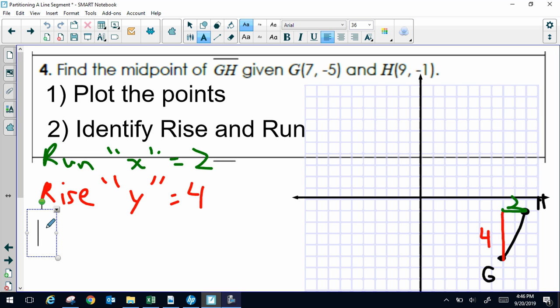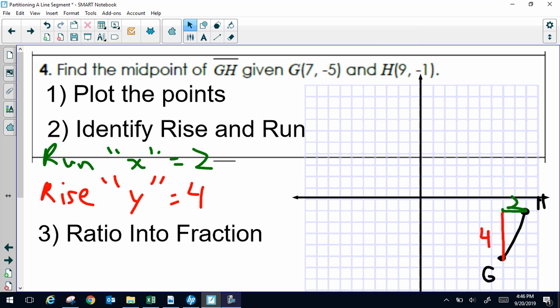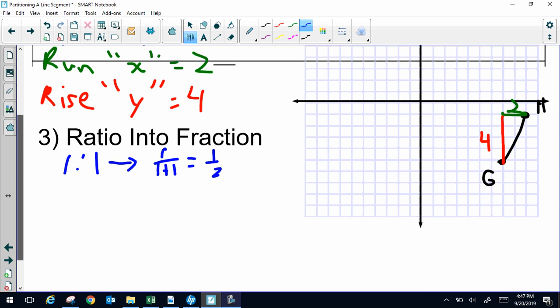Step 3, turn the ratio into a fraction. Now, remember, with midpoints, the ratio is always the same. The ratio doesn't change. The ratio is a 1-to-1. That's how it always is for these. So that means it's 1/(1 + 1), or 1/2.